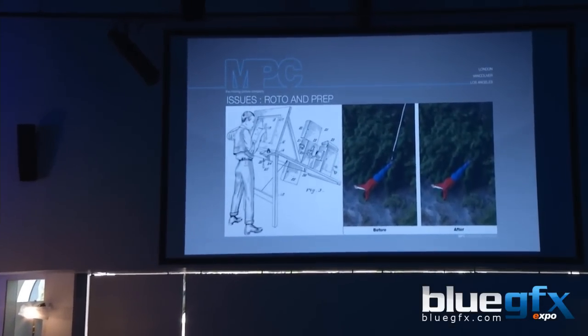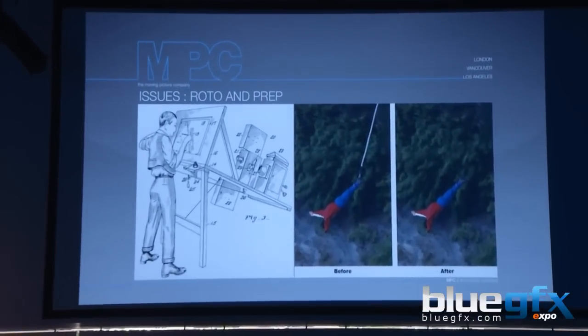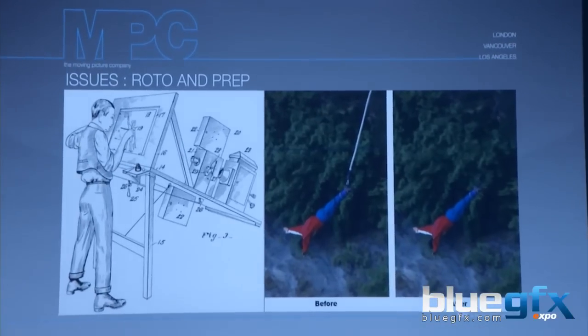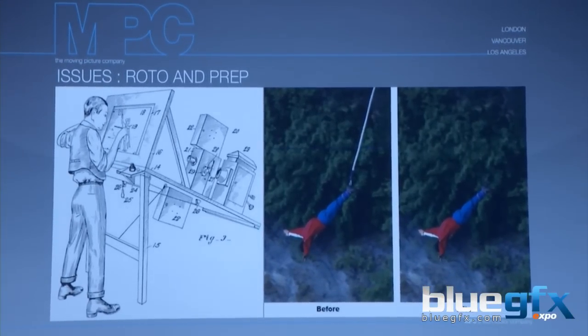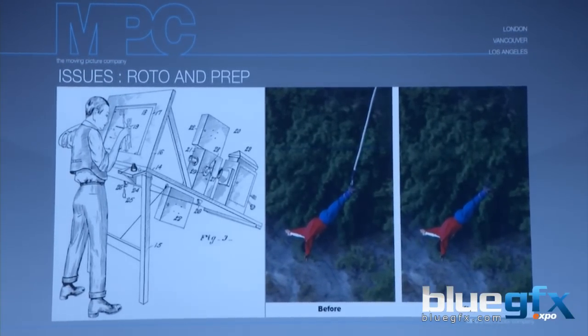So suddenly we have two images, slightly different. They're not exactly the same. They're not just offset by a little bit. They have small local distortions. So we have to do two roto. You can get some help from the software, but you still have to do more work.